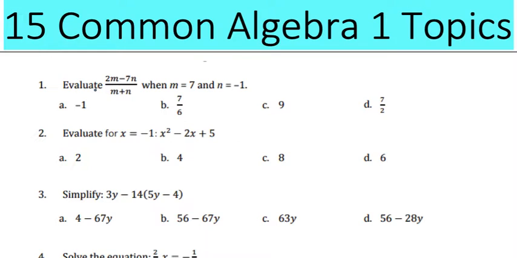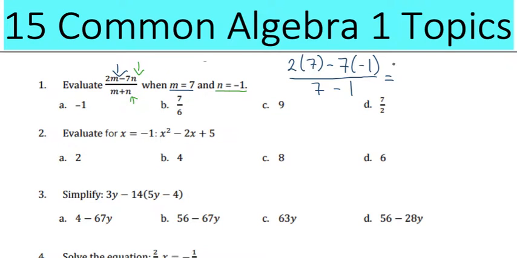So for number 1 we have evaluate 2m minus 7n over m plus n when m equals 7 and n equals -1. Wherever we see an m, we're going to plug in 7. Wherever we see an n, we're going to plug in -1. We have 2 times m, which is 7, minus 7 times -1, which is n, all over 7 minus 1.